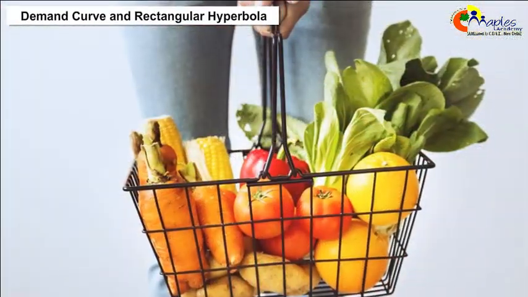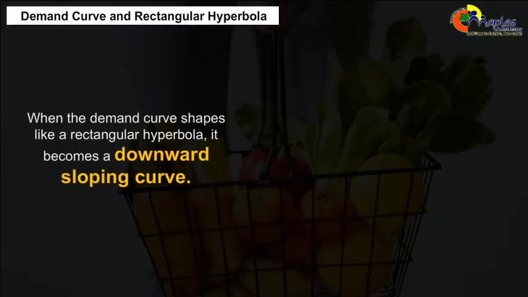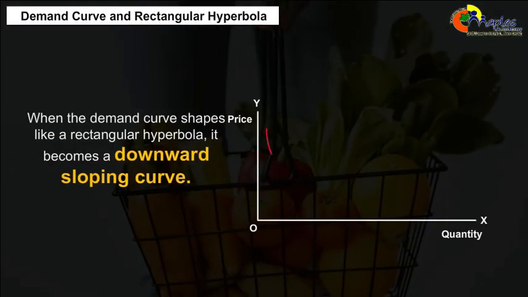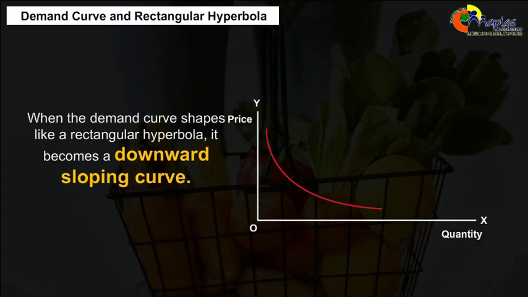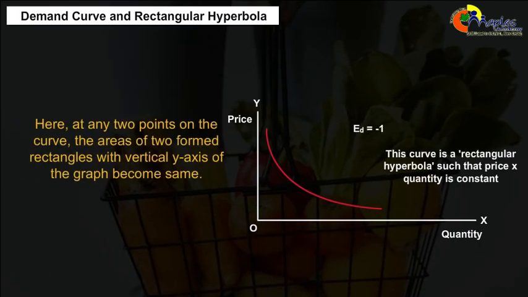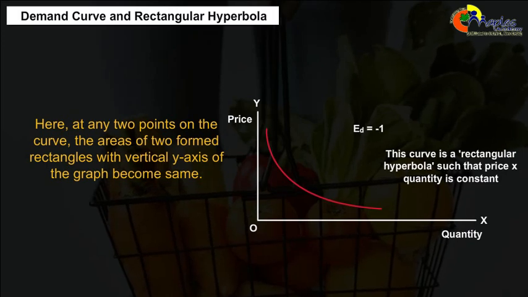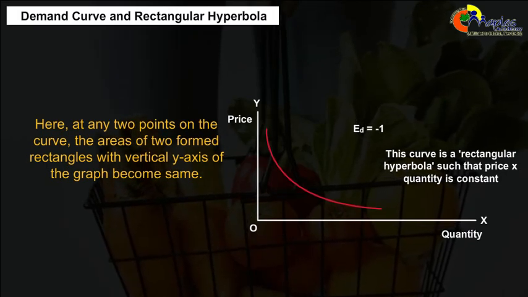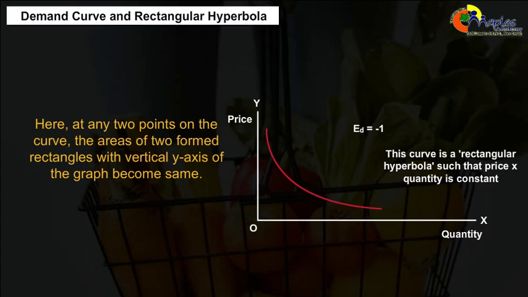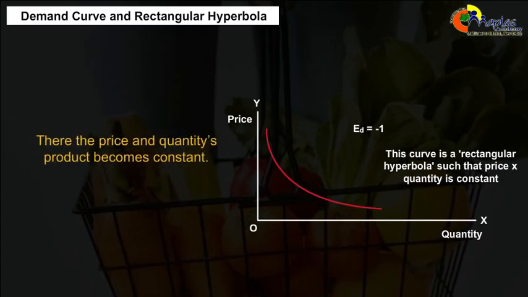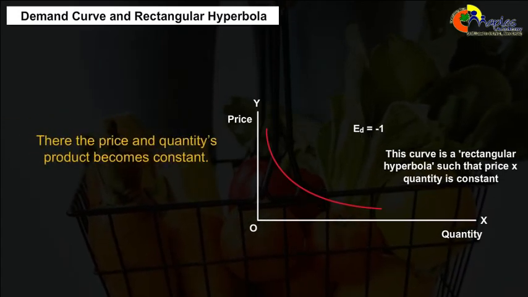Demand curve and rectangular hyperbola. When the demand curve is shaped like a rectangular hyperbola, it becomes a downward sloping curve. Here, at any two points on the curve, the areas of the two rectangles formed with the axes of the graph become the same. There the product of price and quantity becomes constant.